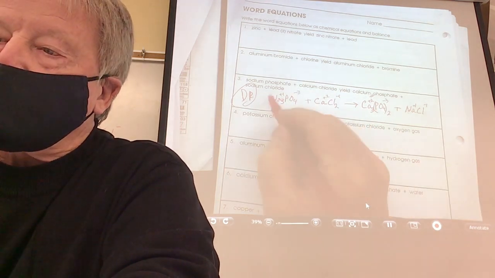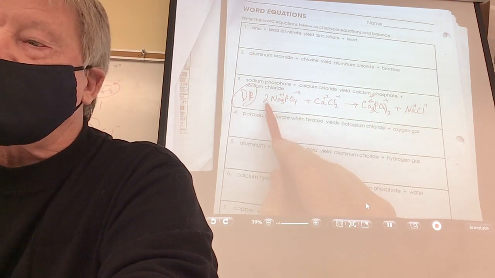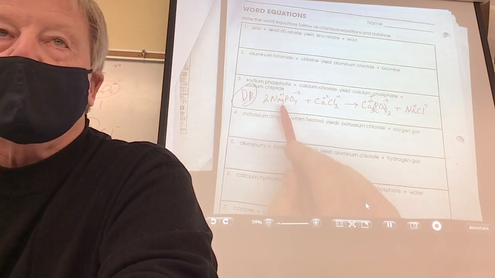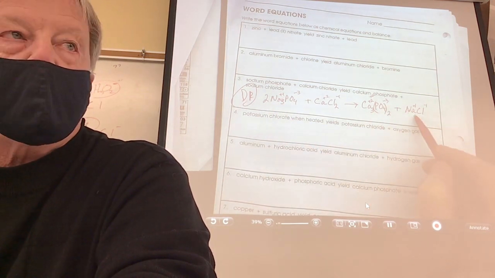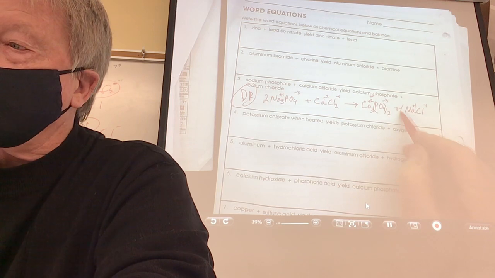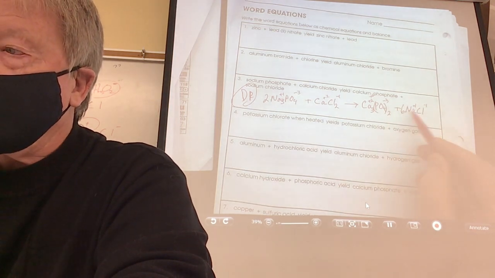So I'm gonna go ahead and put a 2 here. That gives me 2 phosphates. But how many sodiums does that give me? Everybody see that? 6 sodiums, and I only have 1 here. So I'll make it 6. 6 sodiums. But that gives you 6 chlorines.